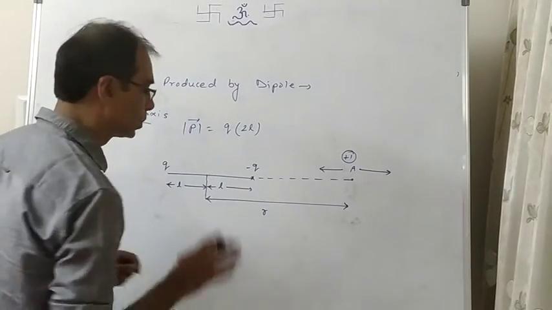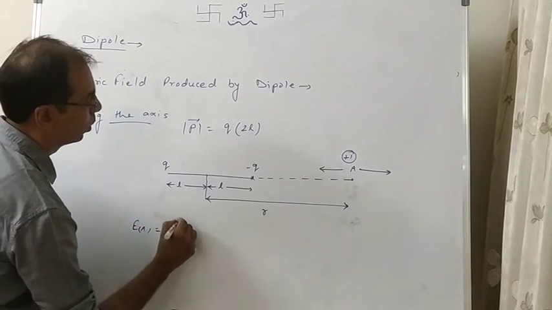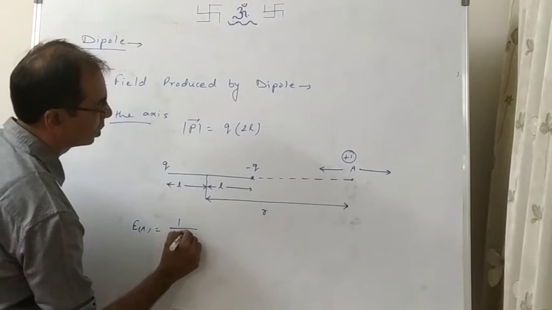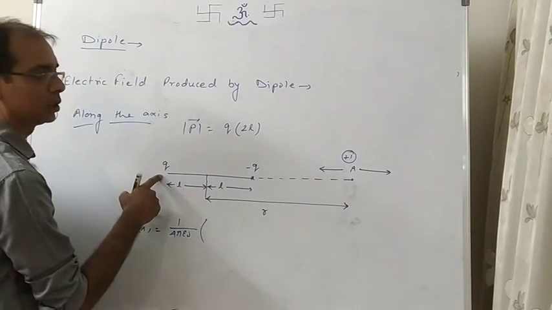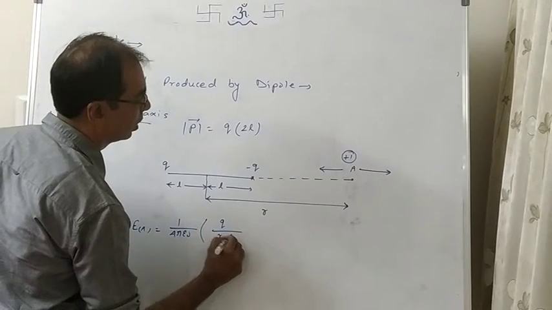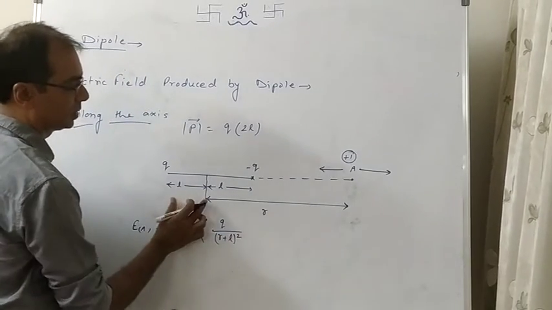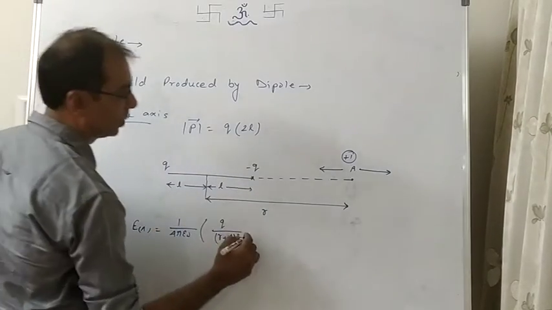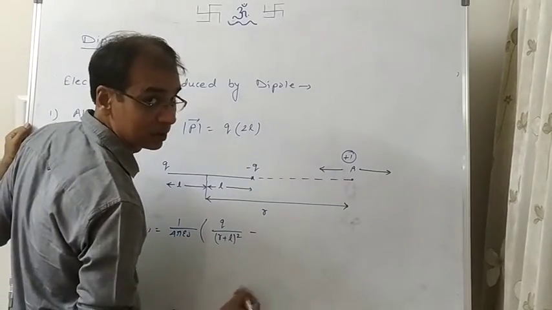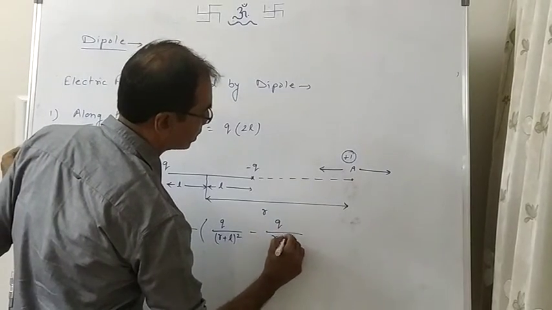Is that clear? So let's write the electric field at A. 1 by 4 pi epsilon naught. Because of plus Q I am writing Q by R plus L whole square. Is it okay? This is R, this is L. And because of minus Q I am writing minus only, because eventually we have to subtract. So Q by R minus L whole square.